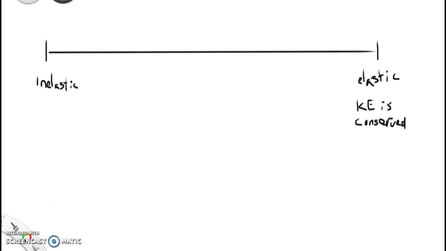Okay, so when we talk about collisions, we have two categories in which we qualify them. We have collisions which are inelastic and collisions which are elastic. Here's the difference. In an inelastic collision, things hit each other, maybe they stick together a little bit, and the shapes deform. Like in a car crash, the cars hit each other and the cars crumple. Well, that's an inelastic collision.